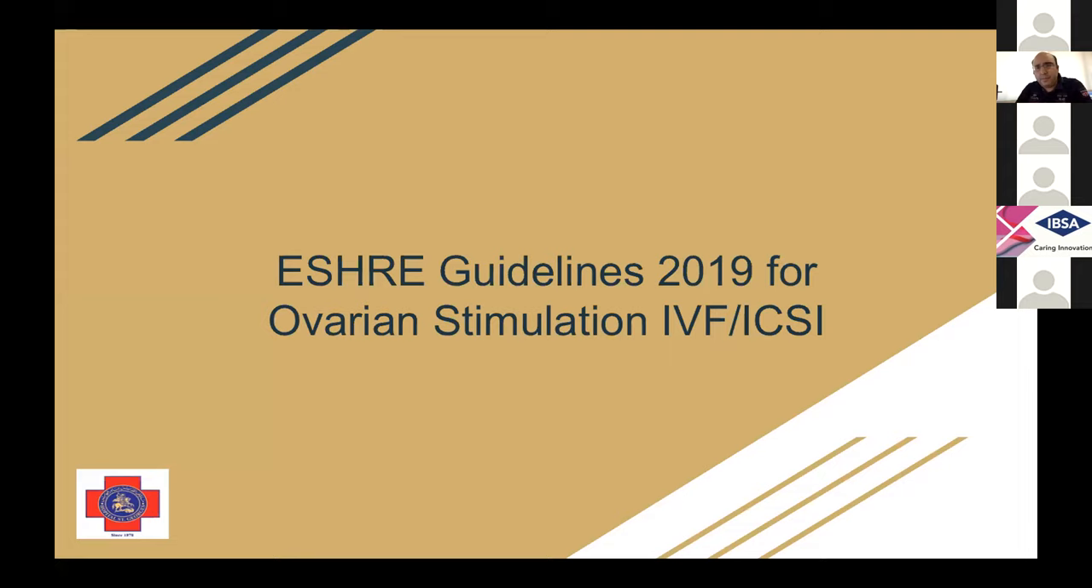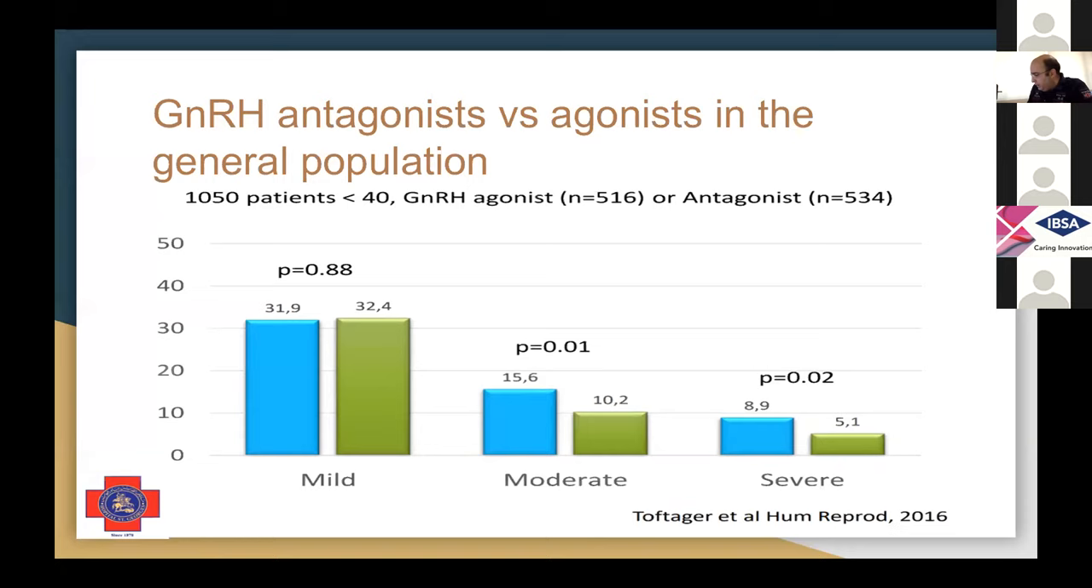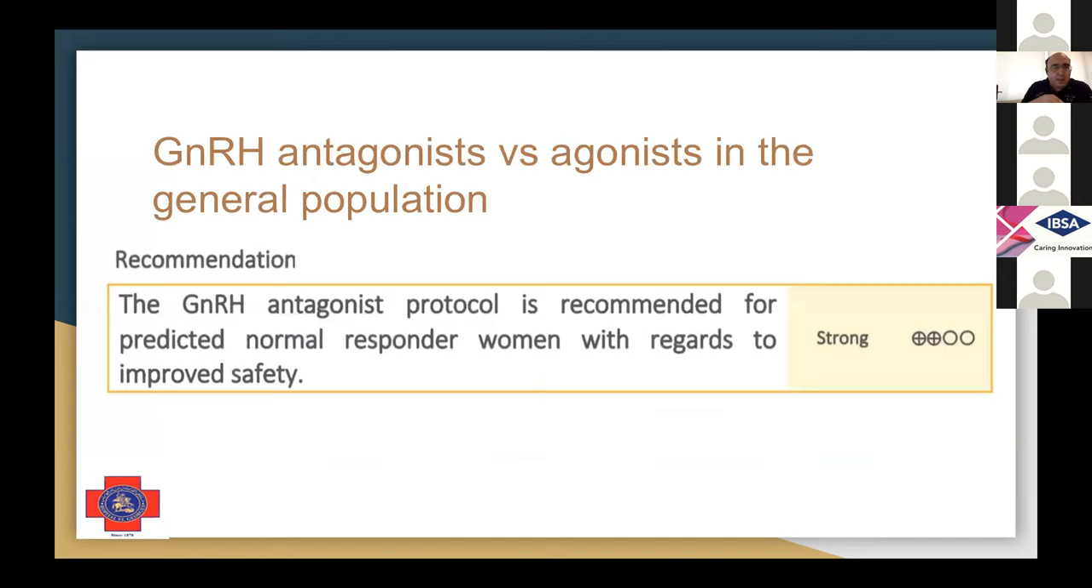Now I will talk briefly about the latest guideline, 2019, for ovarian IVF stimulation protocol. Here you see in the green the antagonist and in the blue the agonist, risk of severe OHSS in the general population, and we note that there is less when we use the antagonist protocol, and it's significantly important. So when we use the antagonist protocol, we have a less severe OHSS than when you use the agonist protocol. GnRH antagonist protocol is recommended for predicted normal responder women with regards to improved safety. It's a recommendation of ESHRE.